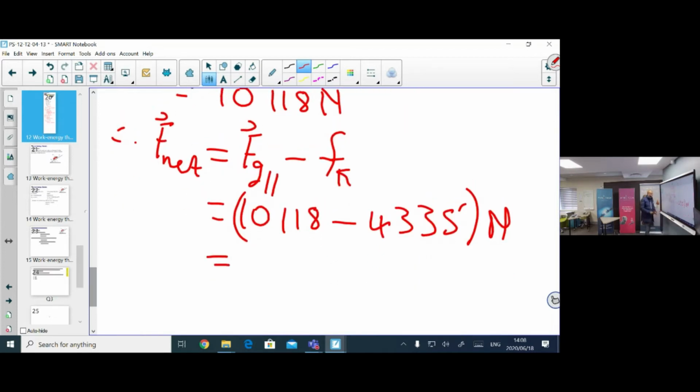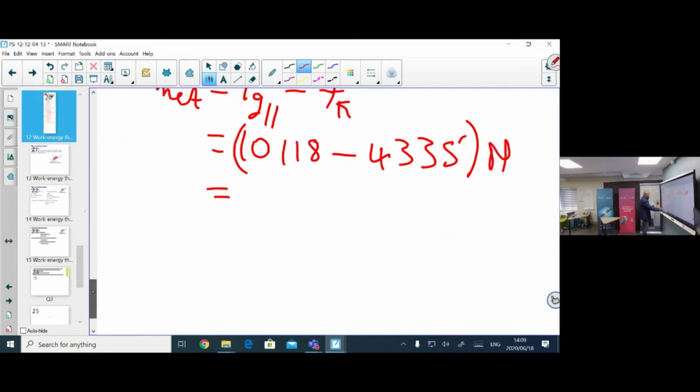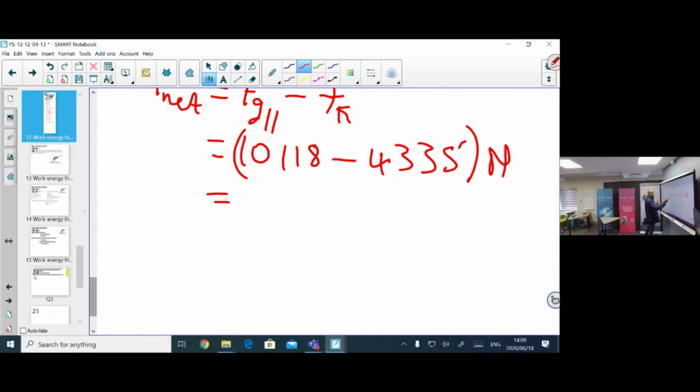Which is equal to, you have to use your calculator. The one that you are using now, make sure that is the one that you are going to use in your exam room. Okay. It's 10118 minus 4335, which is equal to, we got the following. We got 5783 Newton. This is 5783 Newton. I hope you verify this in your calculator as well.